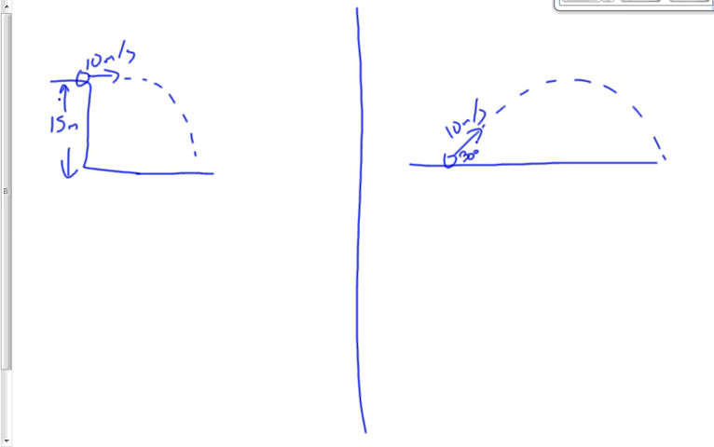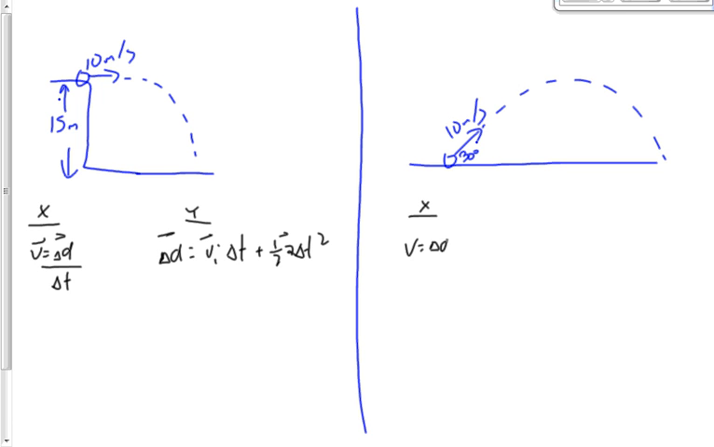So how do we go about analyzing both of these problems? Well, we start off in exactly the same way. We have x, we have y. For x, we say v is equal to delta d over delta t. And for the y component, we say that delta d is equal to vit plus 1/2 at squared. Nothing new there. I told you question number one on your final exam is going to be one of these two questions, and you're going to have to write down these two equations first off before you do anything else. Doesn't matter whether it's problem number one or problem number two. They both start off exactly the same way.